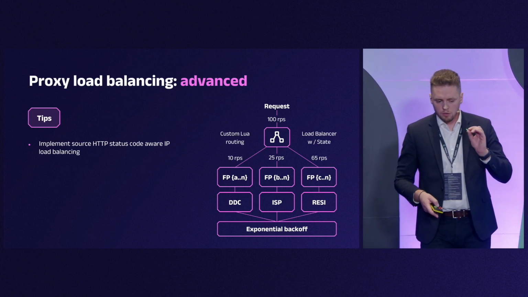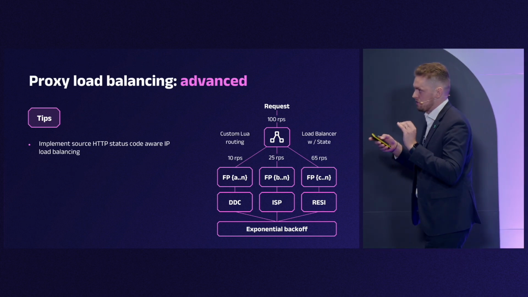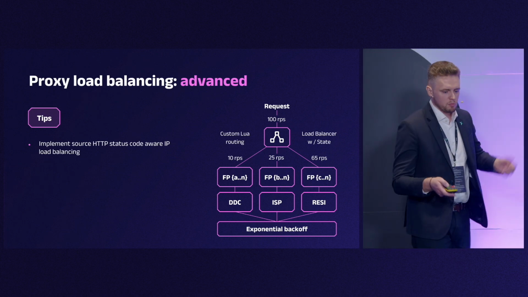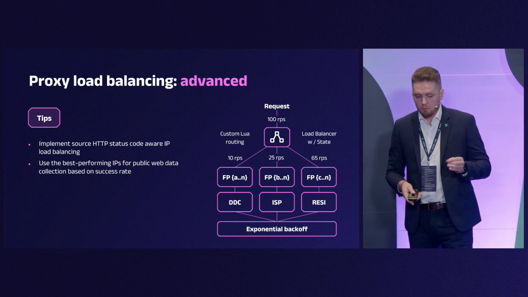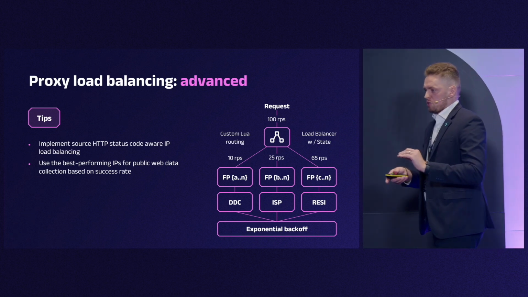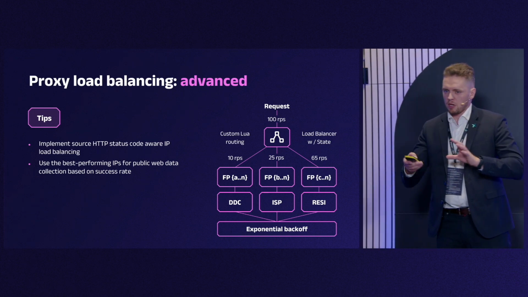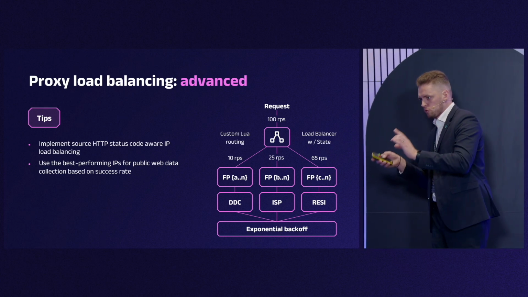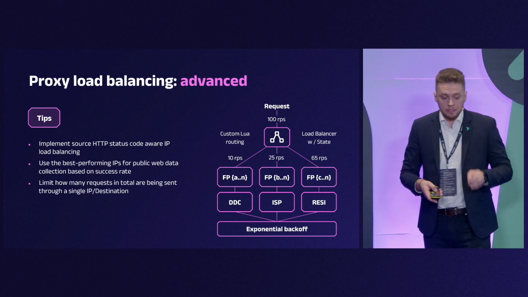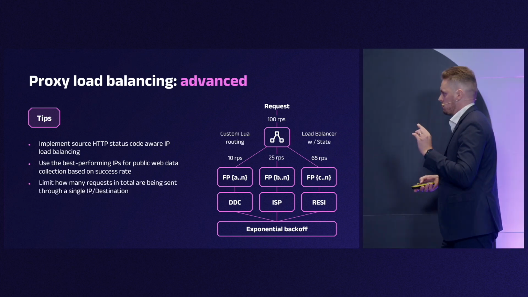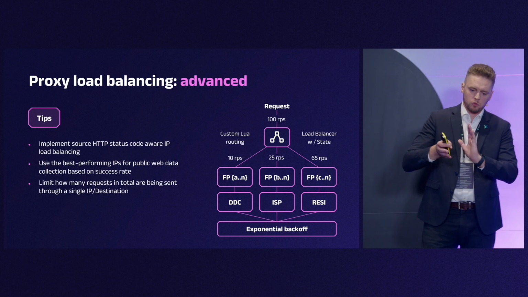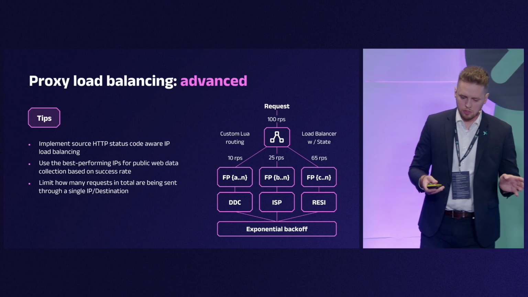Implementing source status code aware balancing is a must here. Hence, we have a load balancer with state, usually controlled with Lua, as mentioned in our example. Use the best performing IPs for each data collection source, based on success rate. That means whatever buckets of different IP types we have, we want to select those IPs which work best. That means trial and error, try and see how it works. Limit how many requests we do and at what rate, because we want a gap between scraping so that proxies cool down, maybe regain their quality and all of that.